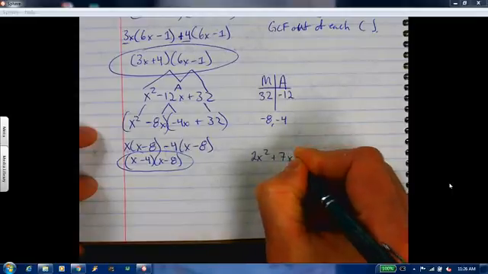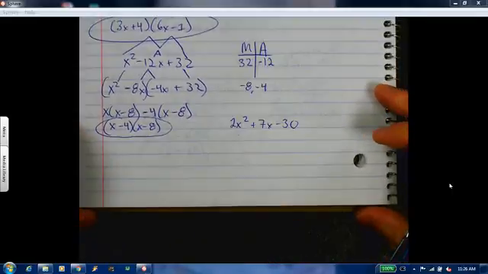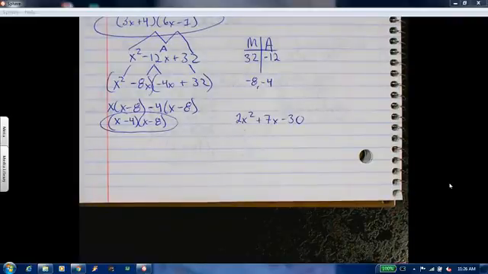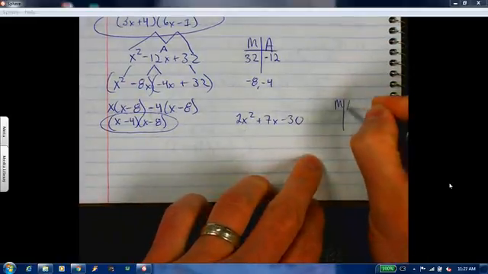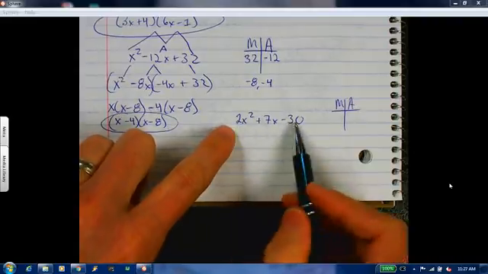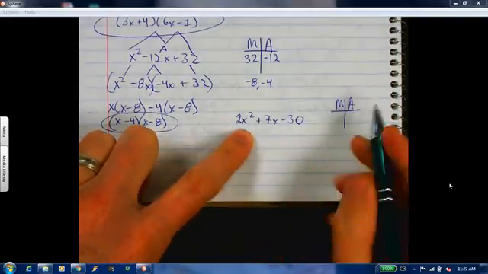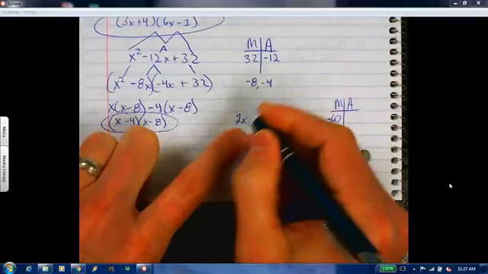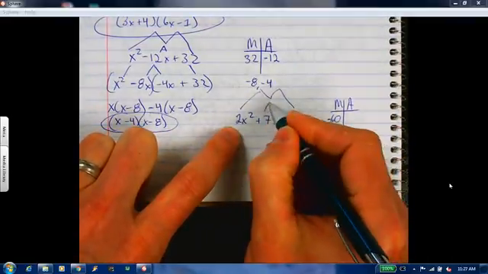2x squared plus 7x minus 30. Here, your numbers have to multiply to what? Remember to take the first times the last. So your numbers have to multiply to negative 60 in this case. And they have to add to 7.